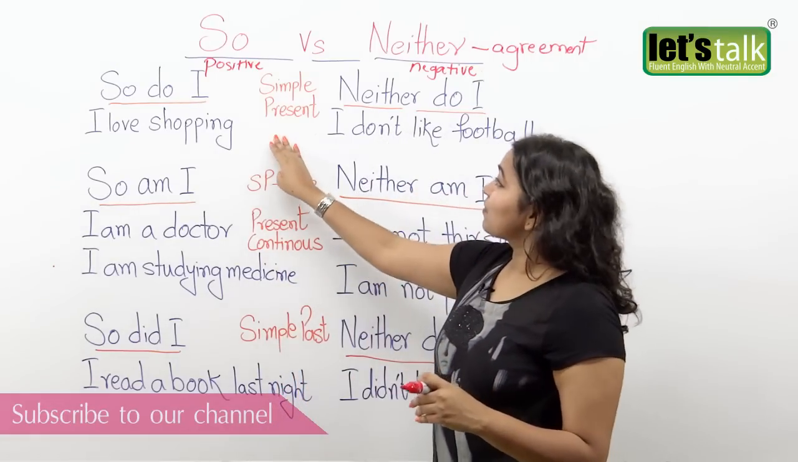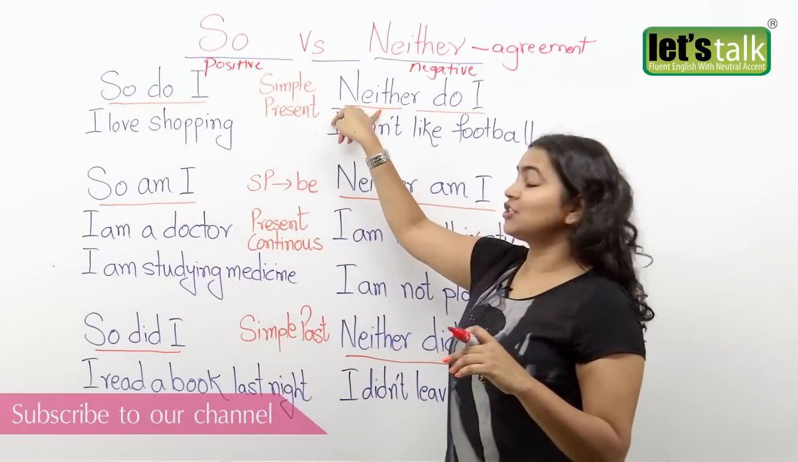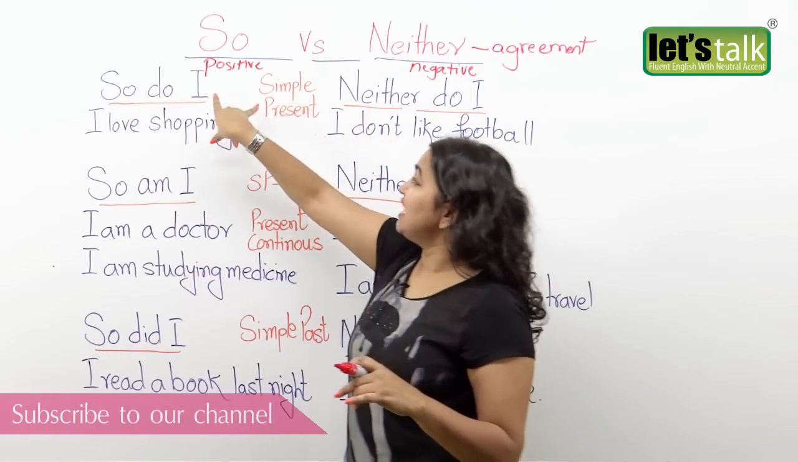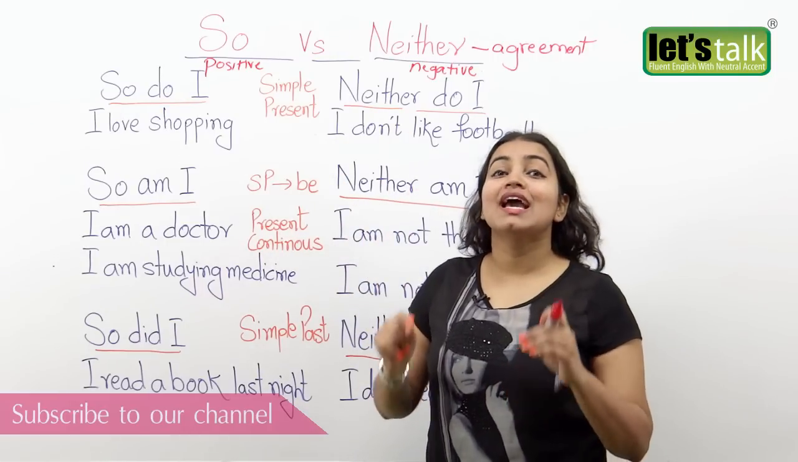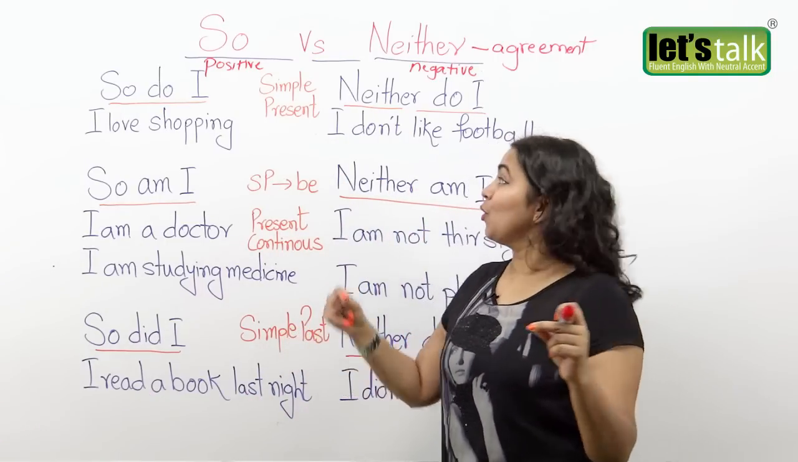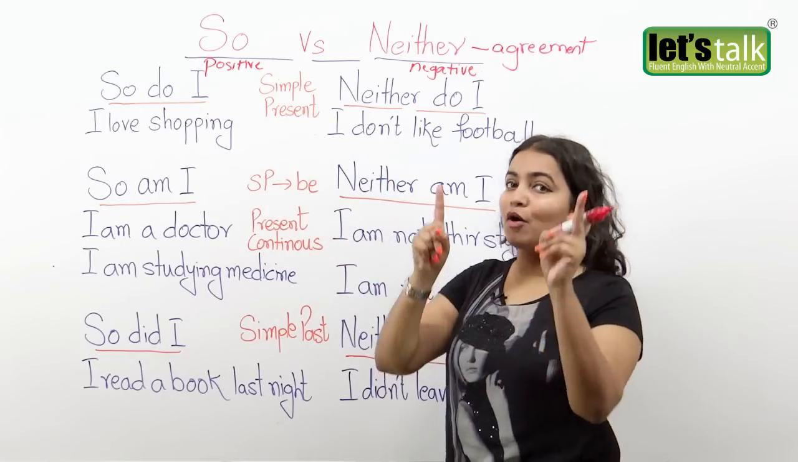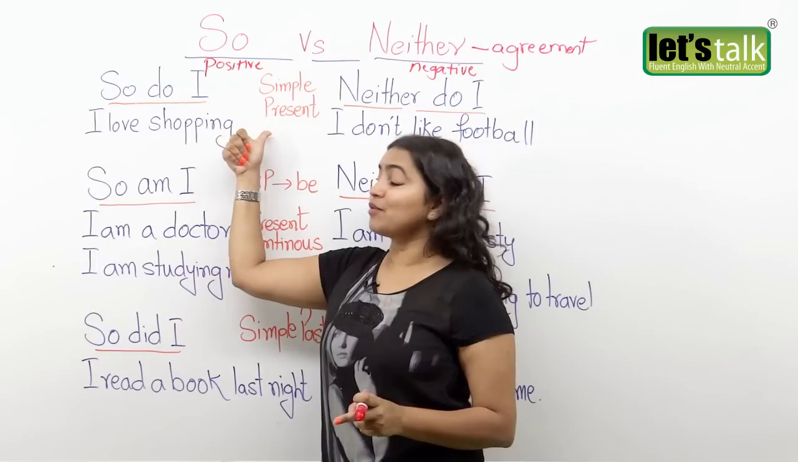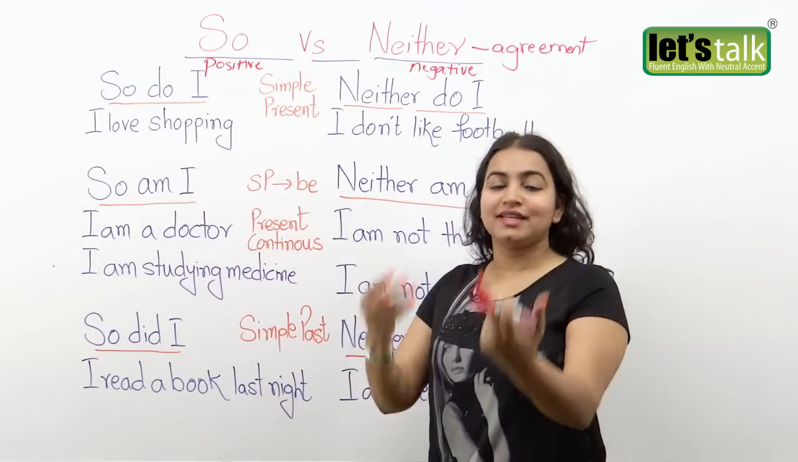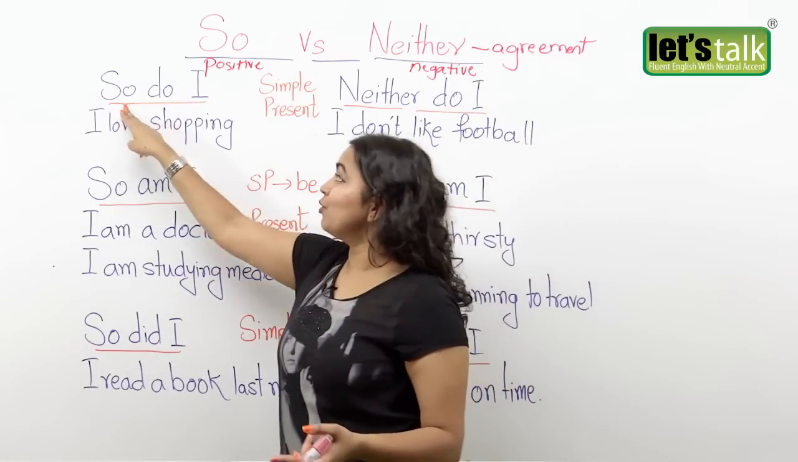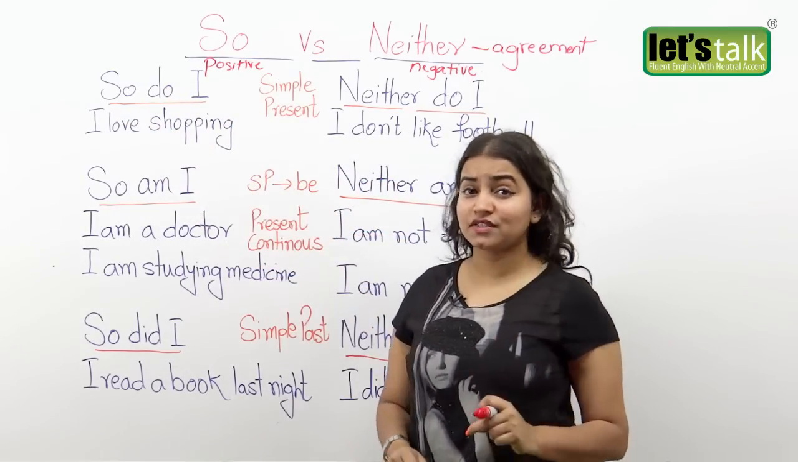Okay, now the sentence rather, so do I and neither do I. These two statements are used in response to a sentence which is in the simple present tense. So if someone tells you a positive statement in the simple present tense, like I love shopping, your immediate answer to that would be so do I, because it's a positive statement.